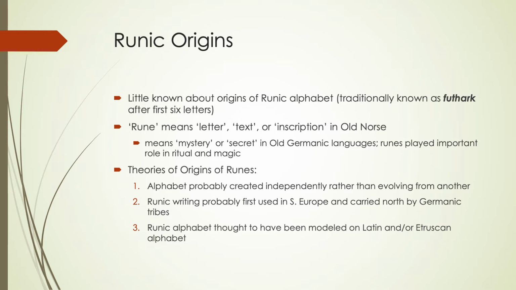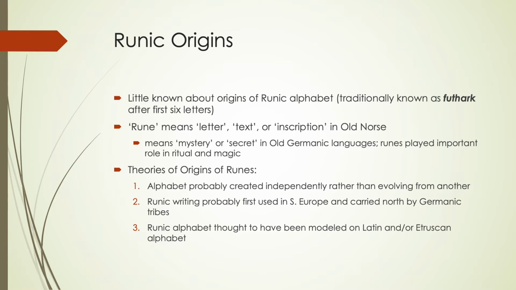That the alphabet was probably created independently rather than evolving from another alphabet. There's not really evidence of it coming directly from any other alphabet. It was probably first used in southern Europe and carried north by these Germanic tribes. And it's thought to have been modeled somewhat on Latin or the Etruscan alphabet when it was first created, although it wasn't necessarily just adapting those alphabets, but may have had some influence from them.